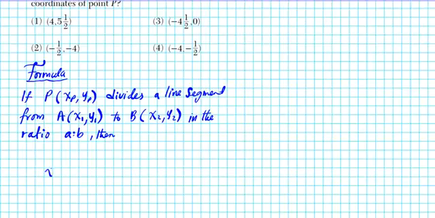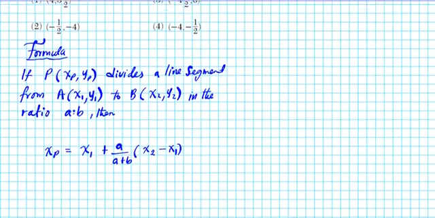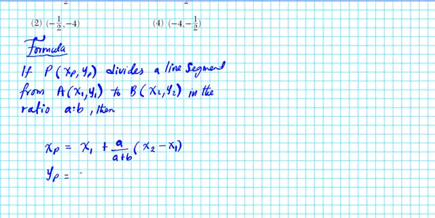The coordinates of that point are going to be: x sub P is going to be x1 plus A over A plus B. So x1 is the x coordinate of the first point, and A over A plus B is the ratio of the distance from x1 to x sub P. Multiply that by the entire length, x2 minus x1, basically the run because you're going in the x direction. And then y sub P is going to be y1 plus the same ratio, A over A plus B, times the rise, y2 minus y1.